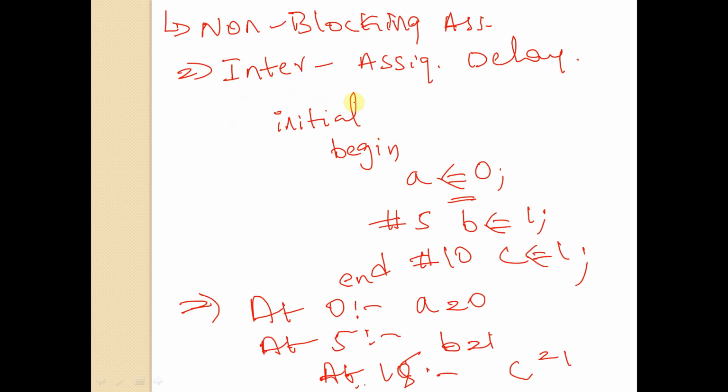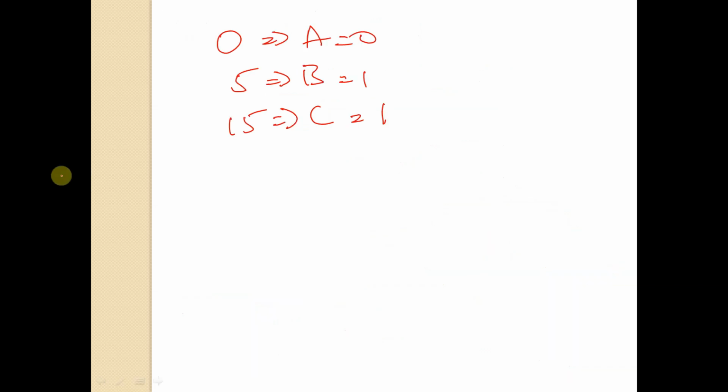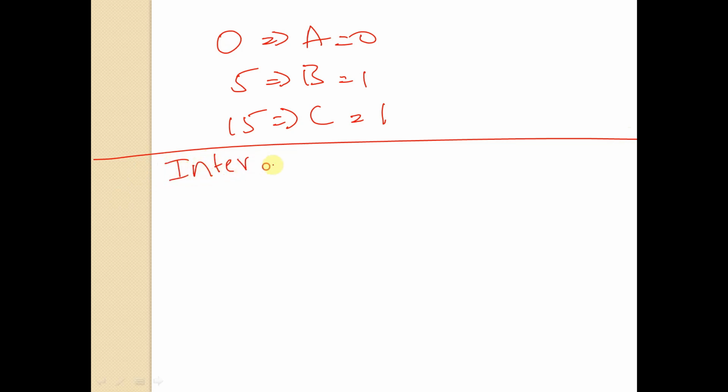So in case of non-blocking assignments and inter assignment delay, at 0 time units we will get the value of a is equal to 0, and after 5 time units we will get the value of b is equal to 1, and after 5 plus 10 time units we will get the value of c is equal to 1. So this is clear? Yes. Now we will see one more example using inter assignment delay.